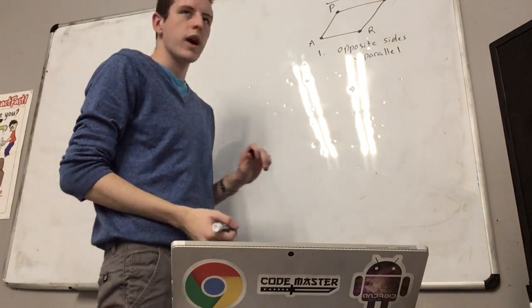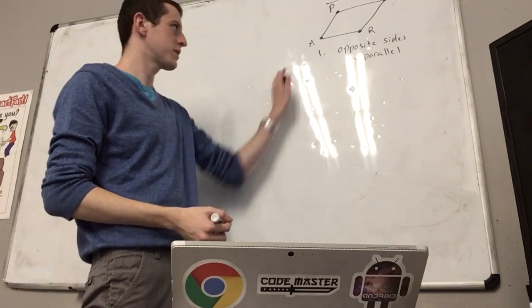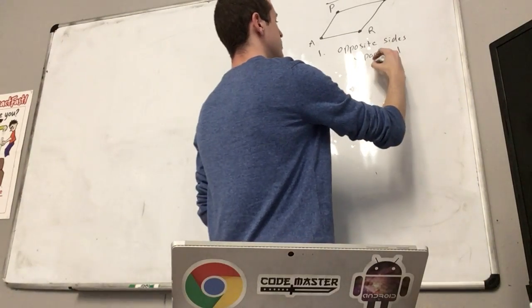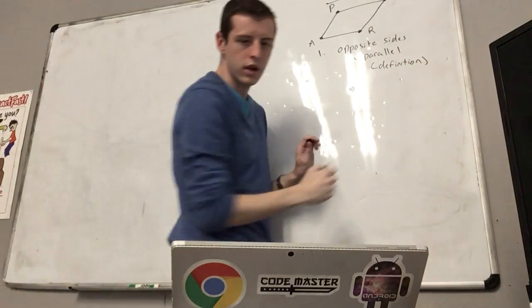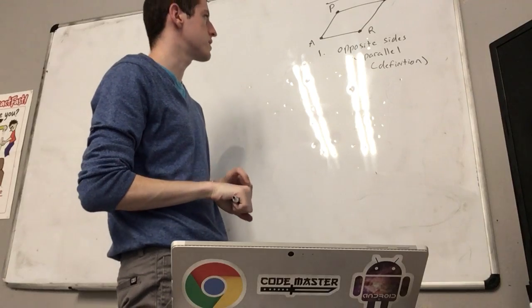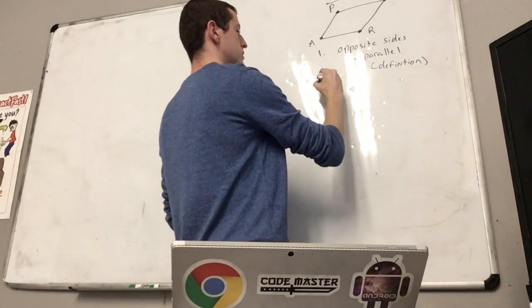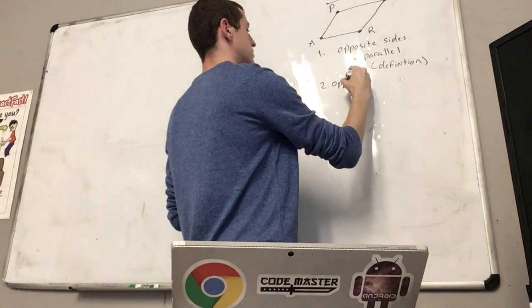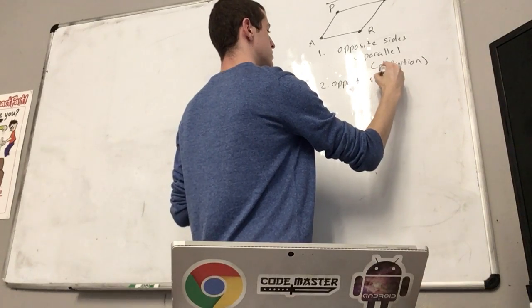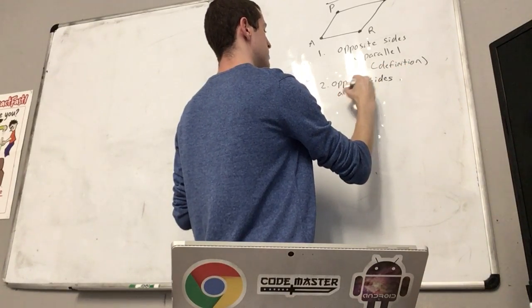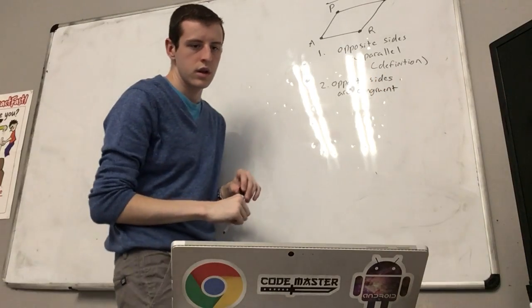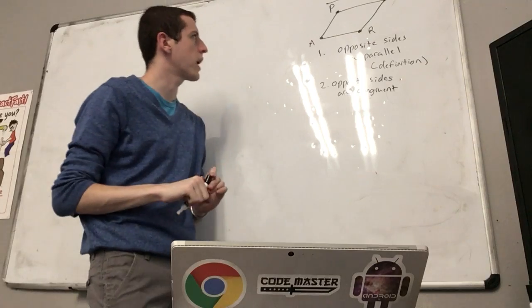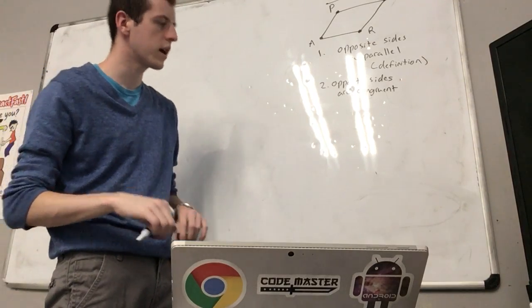If you like to wonder why, it's by definition. When we say something's a parallelogram, it has to be that way. So I'll say definition. Our next one says the opposite sides all must be congruent as well. This isn't technically by definition, but we can prove that.